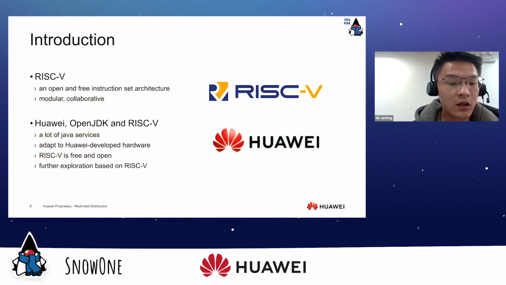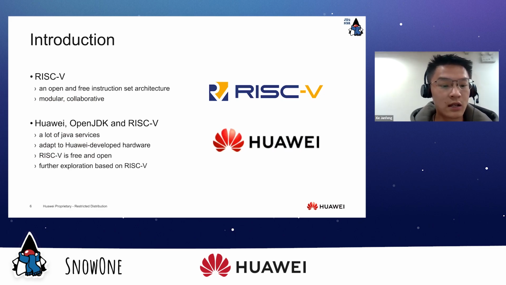In case you don't know, RISC-V is an open and free instruction set architecture that supports various processor designs. It is modular, meaning it can combine different base and extension instruction sets for different application scenarios. It is also collaborative, with a large member organization and open source community that drive its progress.